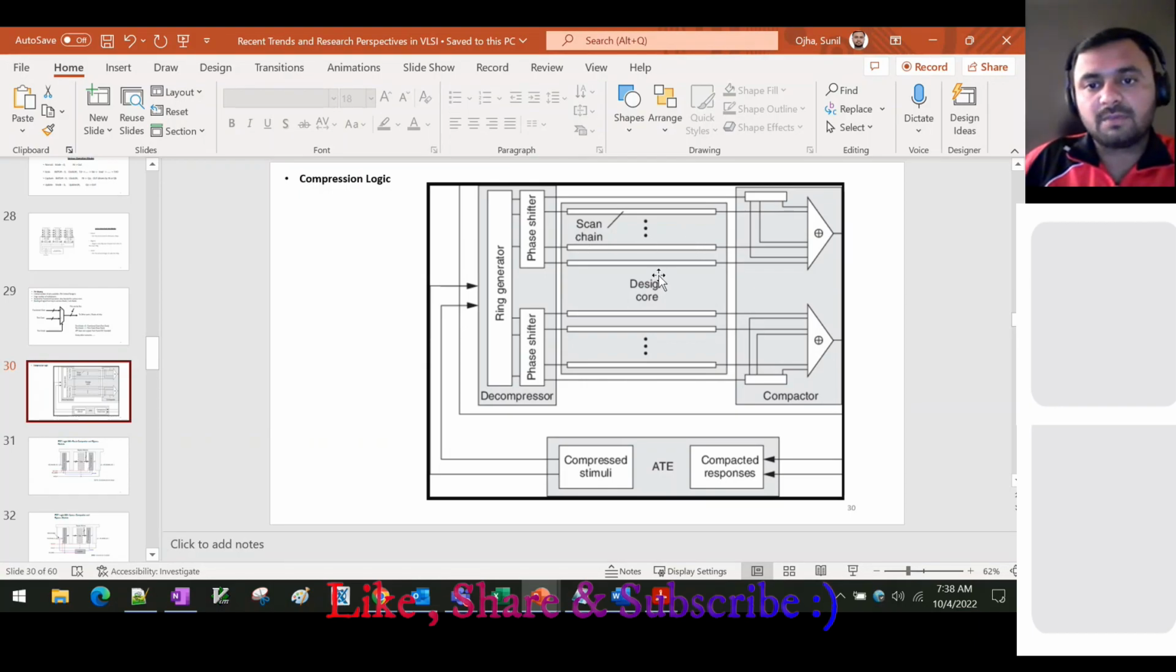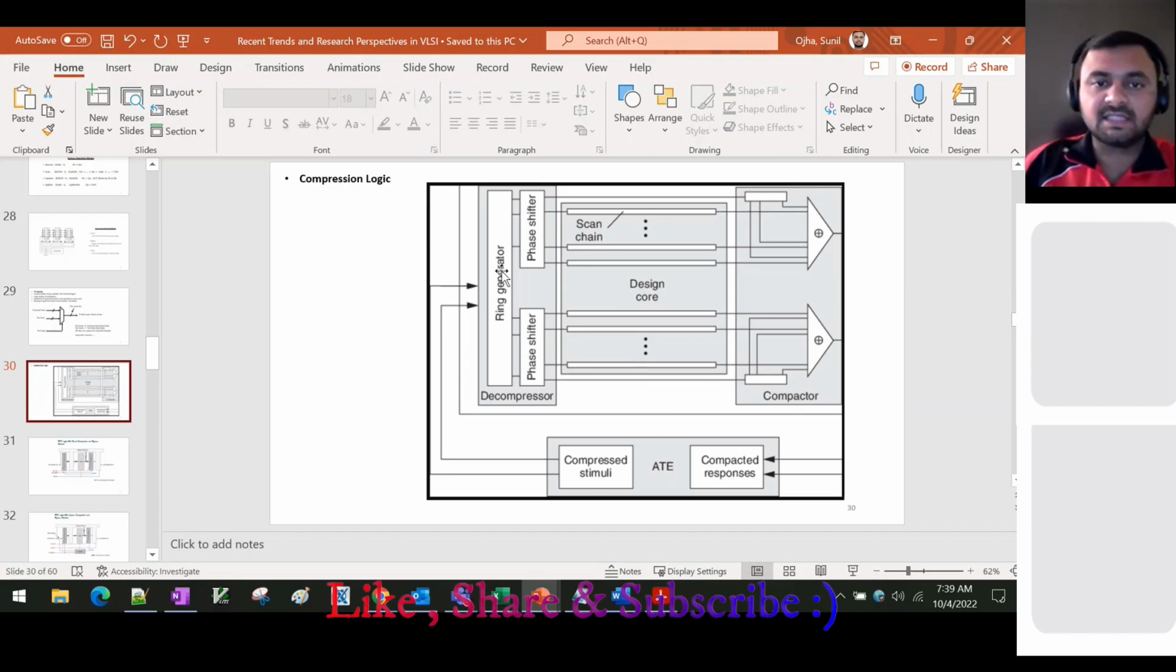Since there are many flops, like suppose 50,000 flops, you want to make a chain, and you have only, suppose, 40 pins, so the chain length will be higher, right? Suppose you have 40,000 flops and 40 pins, and you cannot use all the pins because there will be analog pins and digital pins, so you are supposed to use only the digital pins. So the chain length will be high if you don't use the compression logic. To avoid that, we use this compression logic. Basically we have a decompressor and compactor.